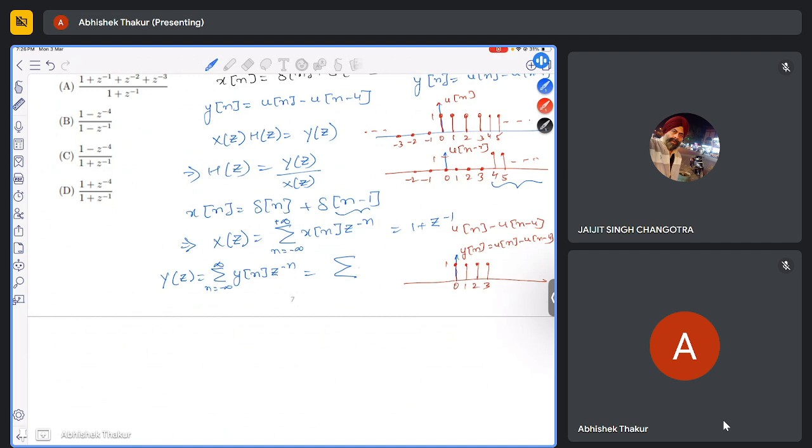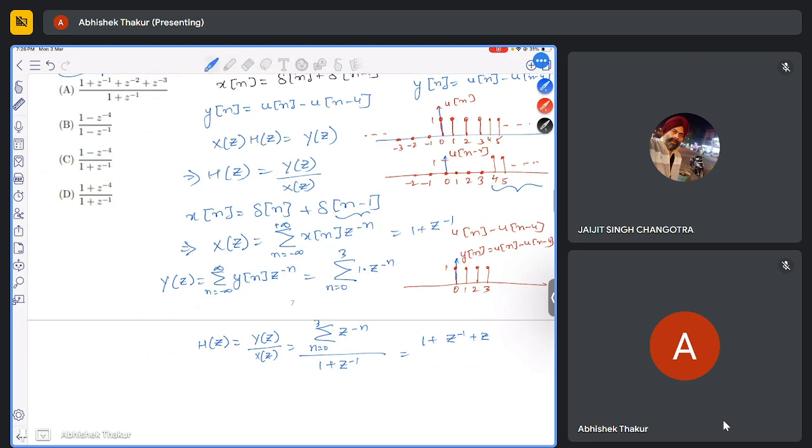So this will become 1 into z to the power of minus n, and the value of n is from 0 to 3. So our h of z, that is equal to y of z divided by x of z, is equal to the summation n equal to 0 to 3 of z to the power of minus n. What is x of z? 1 plus z inverse. So we can write 1 plus z minus 1 plus z minus 2 plus z minus 3, divided by 1 plus z inverse.